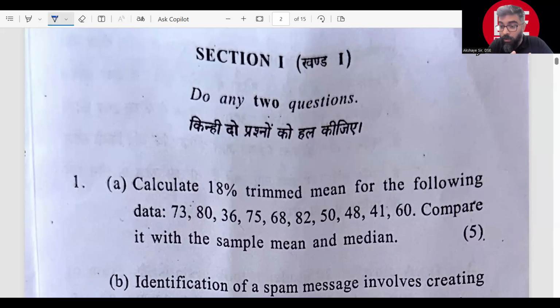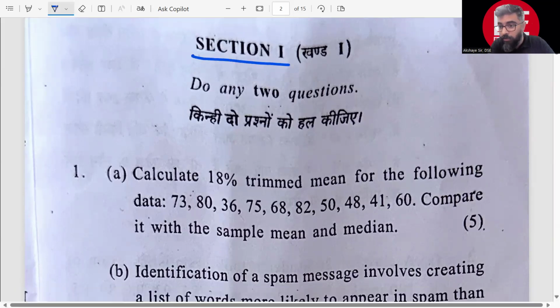This is the last year, that means the 2024 year question paper. We are going to start with the discussion of problems from section 1 in this lecture. In section 1 we have to do any two questions, but I will be solving all problems from this question paper. So let's quickly start with the discussion of question 1.